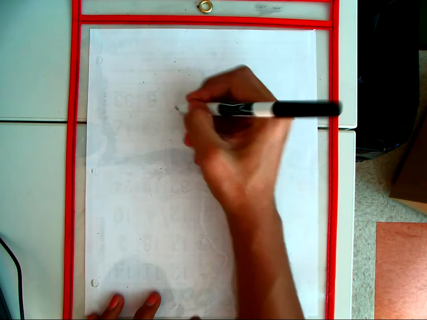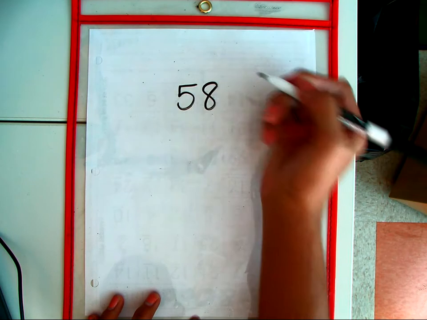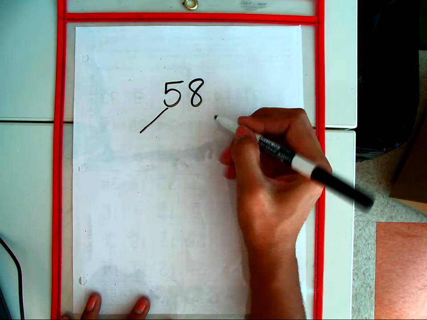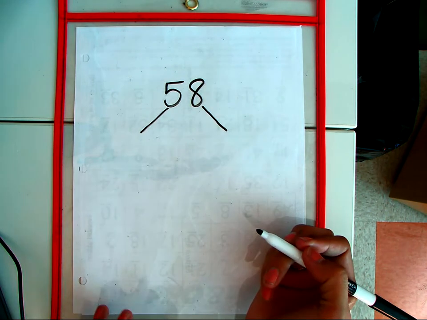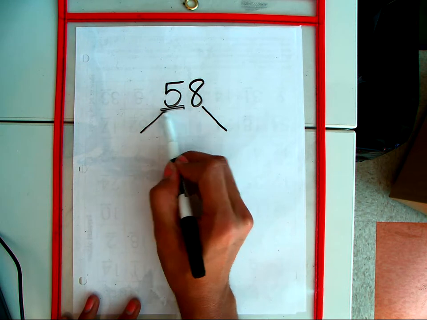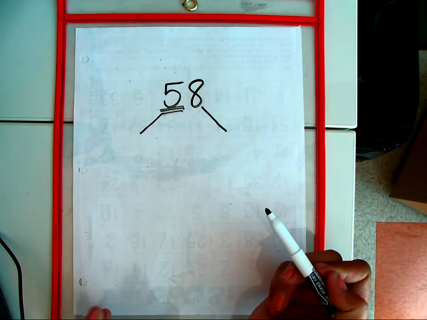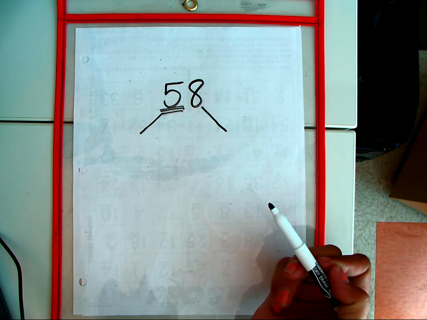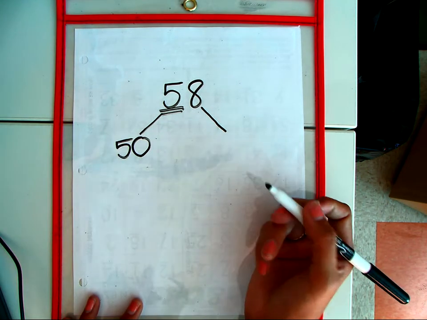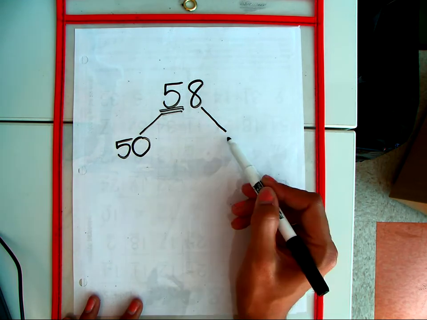So I'm going to show you the strategy that we've been using in class. I'm going to start with the number 58. When I'm rounding to the nearest 10, I need to decide which two multiples of 10 that 58 is between. So I'm going to start by looking at the tens place. This 5 represents 5 groups of 10, which is 50. So I know that 58 is between 50, and after 50 would come 60.